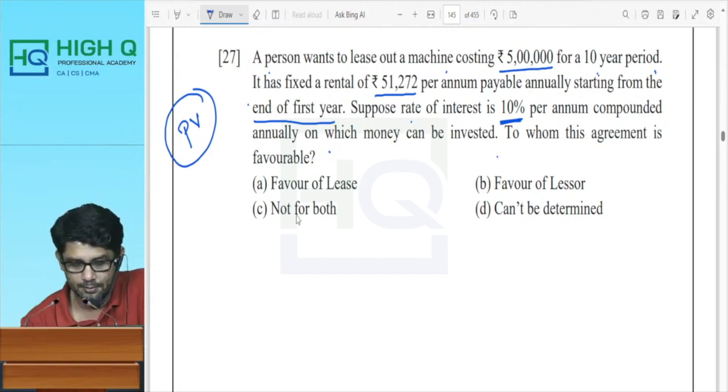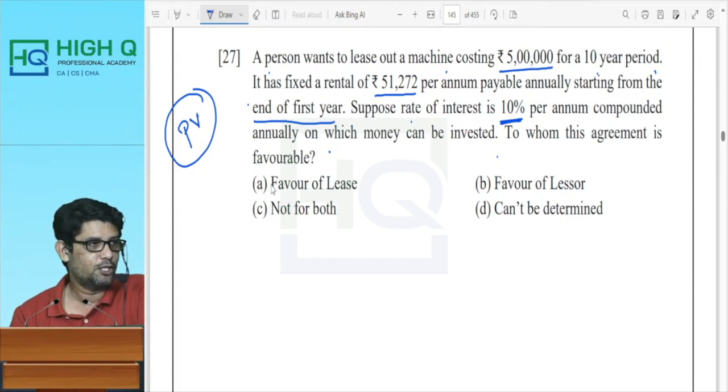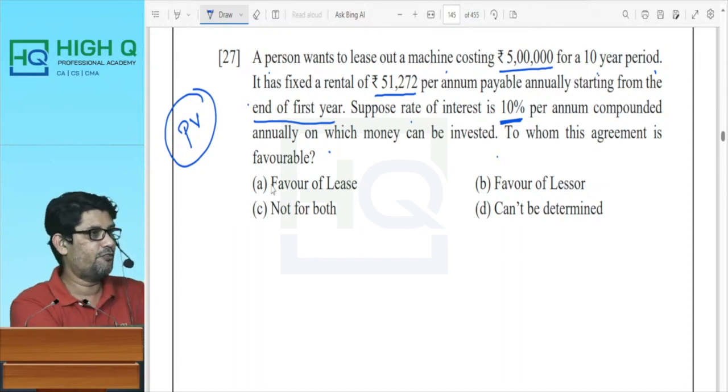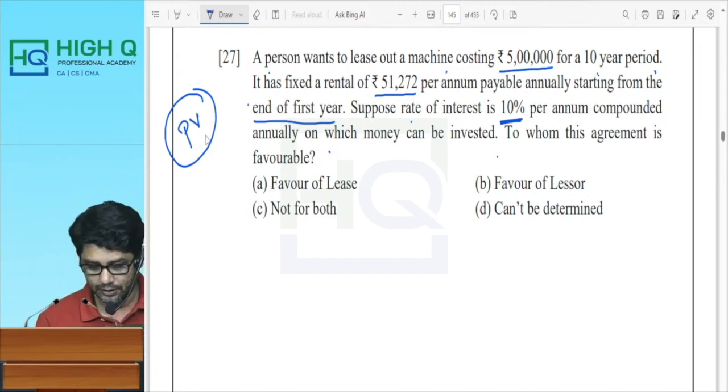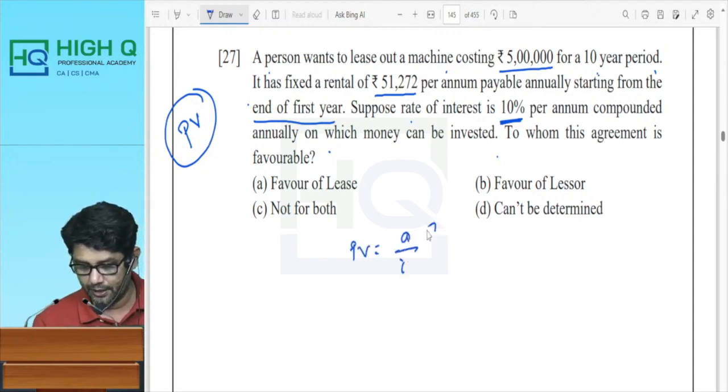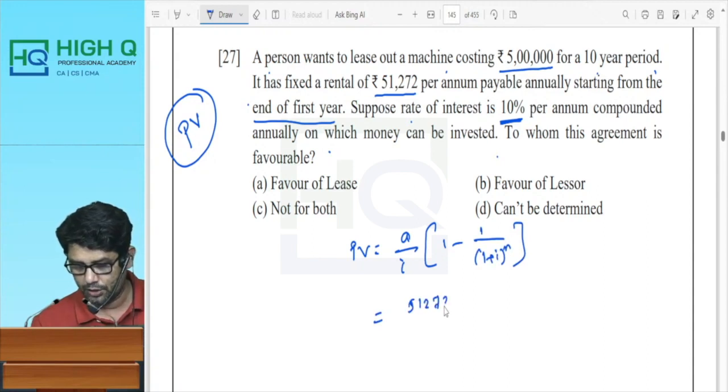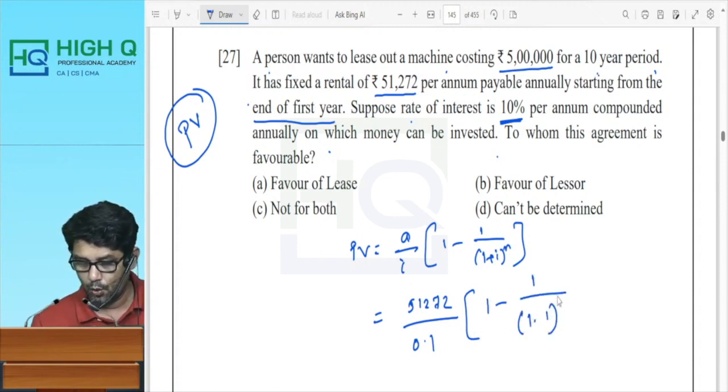Beautifully explained that concept. But now we need to take the decision. Should I go for purchase, that is lease, or should I go for rent? For that, what do we have to calculate? Present value. In these types of decision making sums, always calculate present value. What is the present value formula? A by I into 1 minus 1 by 1 plus I whole power n, which is equal to 51,272 divided by 0.1 into 1 minus 1 by 1.1 whole power n. How many years? 10 years.